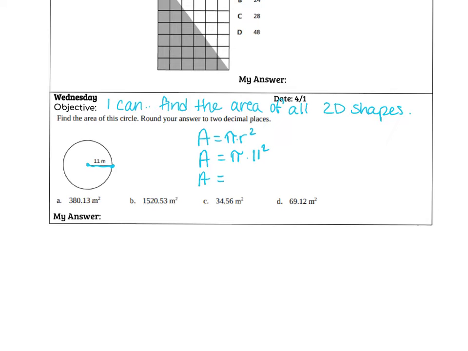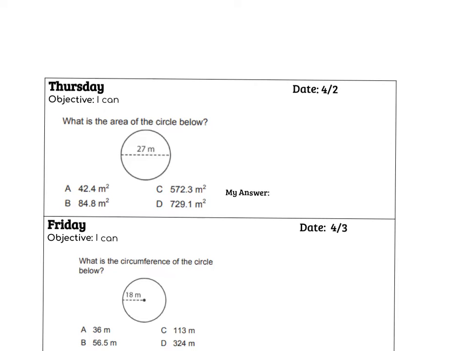Area is equal to, if we were to leave this in terms of pi, we would type in our calculator 11 squared, or you just know 11 times 11 is 121. That's times pi, but because we want it rounded to 2 decimal places, we actually have to do 121 times the pi key, which gives us 380.13, and that's meters squared because it's area. Alright, Thursday's warm-up. Same thing, find the area of the circle.